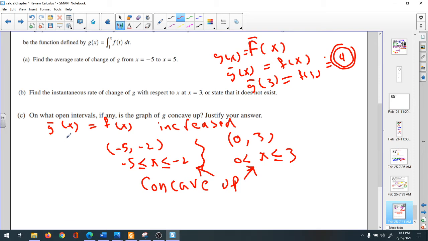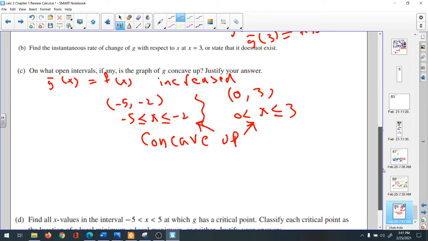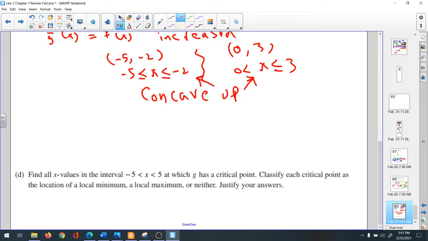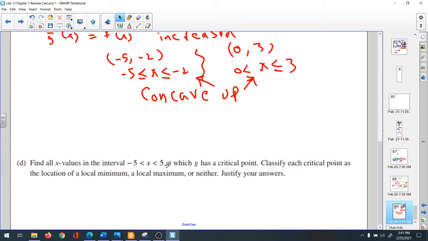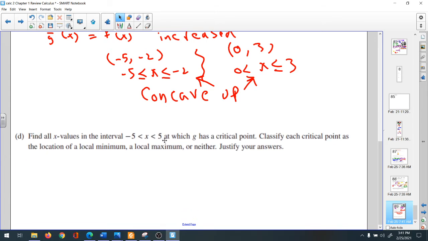That's part C. The last part of this question asks: find all values in the interval from negative 5 to 5 at which function g has a critical point. Classify each critical point as the location of a local minimum, local maximum, or neither. Justify your answer. So we'll see.